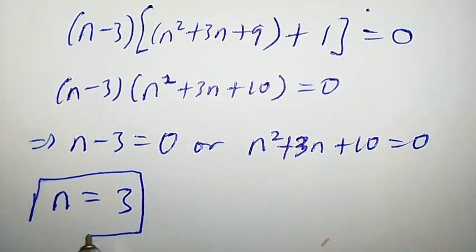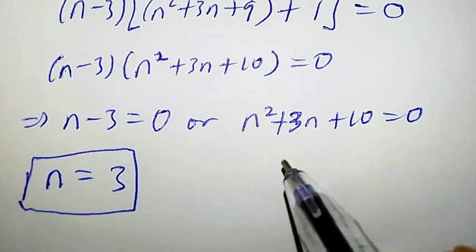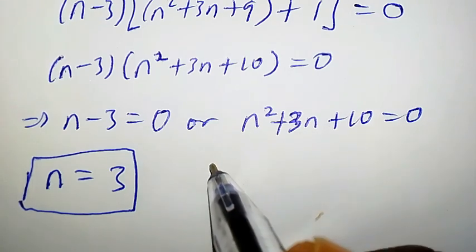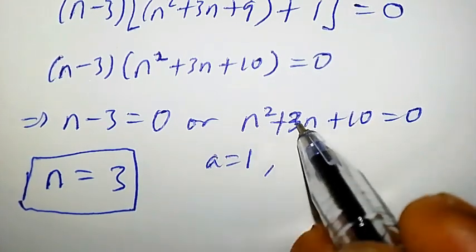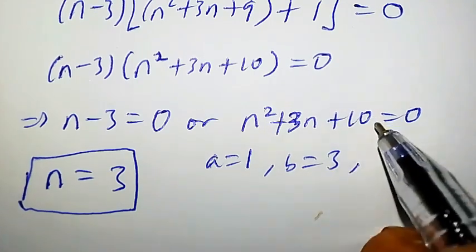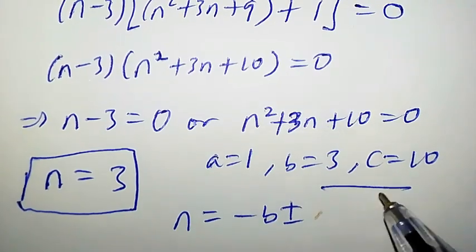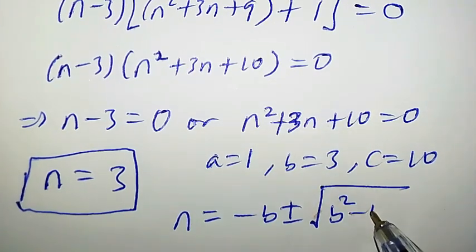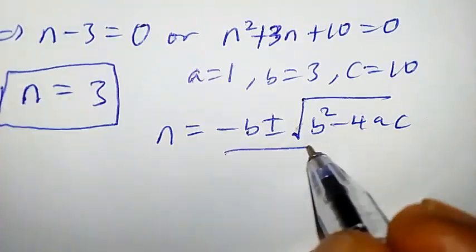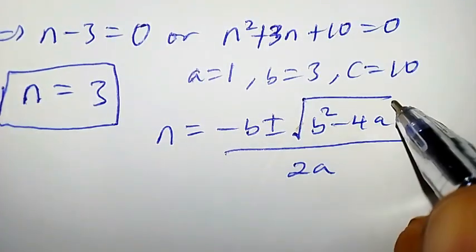This is the real solution. We can solve this quadratic equation using the quadratic formula. So doing that, our a is equal to 1, our b is equal to 3, and c is equal to 10. What does the quadratic formula say? It says n is equal to minus b plus or minus square root of b to the power of 2 minus 4ac, all over 2a.